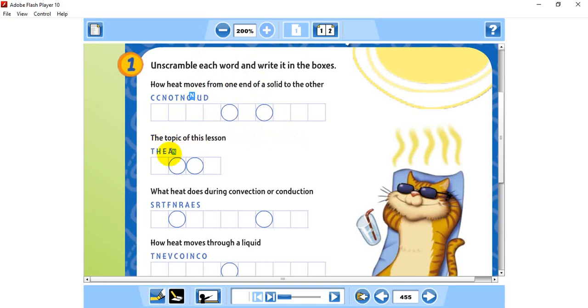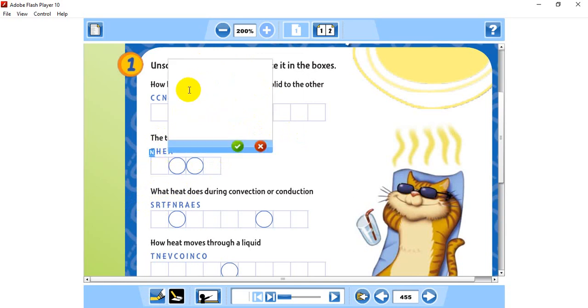Now let's go to the next one. The topic of this lesson is what exactly? Try to reorder these letters. So we will write here heat. Our lesson is talking about what? Heat.